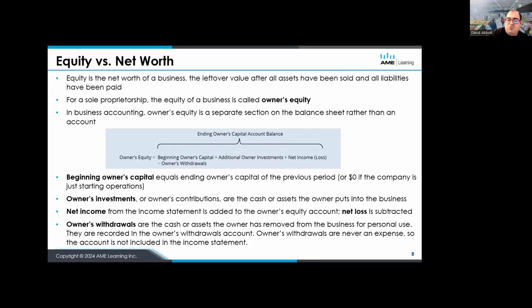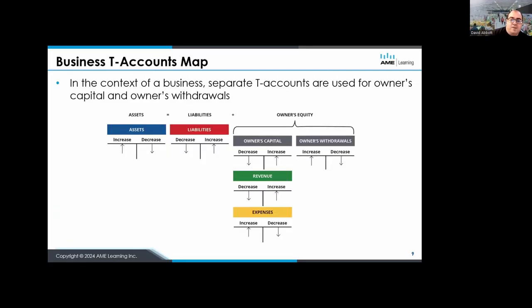There are situations where, if the business is set up as a corporation or an LLC, the owner might be an actual employee of the business. And so it depends. They would be paid just as any other employee is paid. But owner's withdrawal is very typical for us with a sole proprietorship.